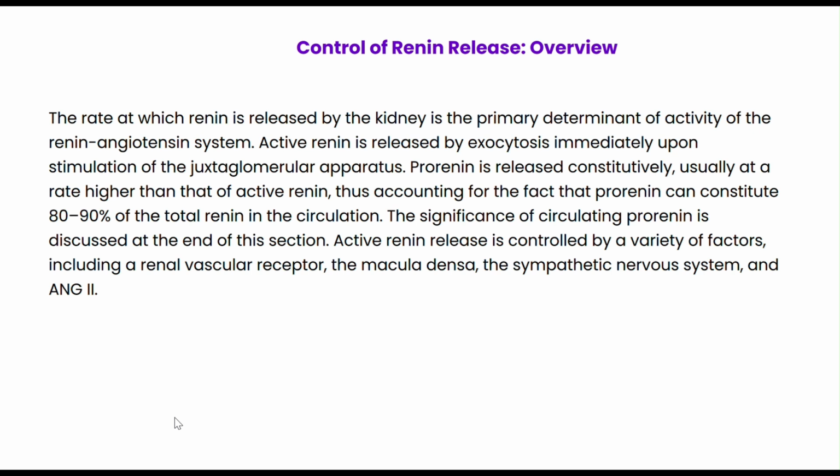First, active renin is released when the body needs it, like during low blood pressure or low sodium levels. And the second one is prorenin, which is released continuously even when it's not immediately needed. This can make up 80 to 90% of total renin in the bloodstream. Think of prorenin as a reserve and active renin as the player on the field. This distinction often comes up in the MCQs.